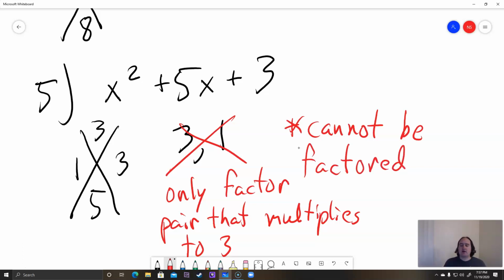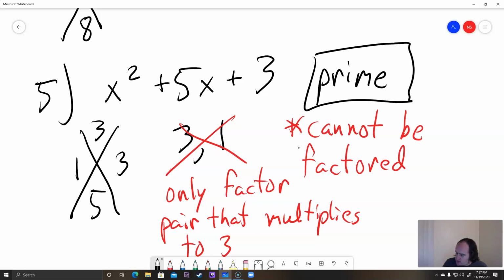So what do we write as our answer if we can't factor? Well, we actually just write prime. So prime means you cannot factor it. So that's how we write our answer. Now prime just comes from the same idea as a prime number. So a prime number is a number that can't be factored. So a prime polynomial is a polynomial that can't be factored. So that should make sense. Okay?